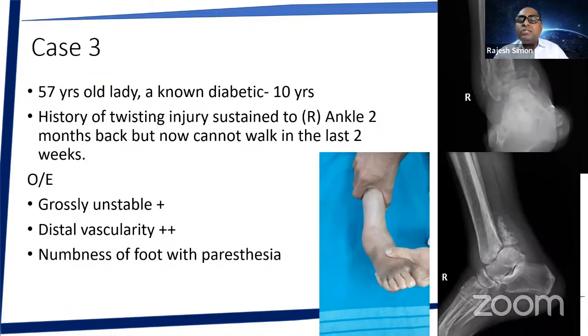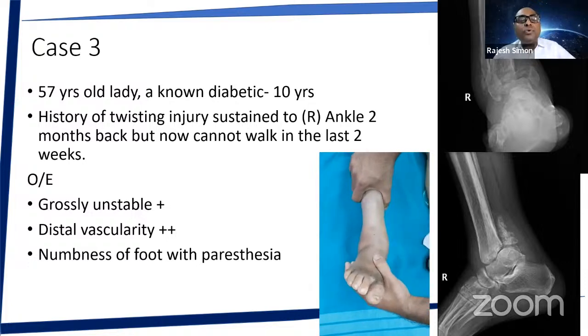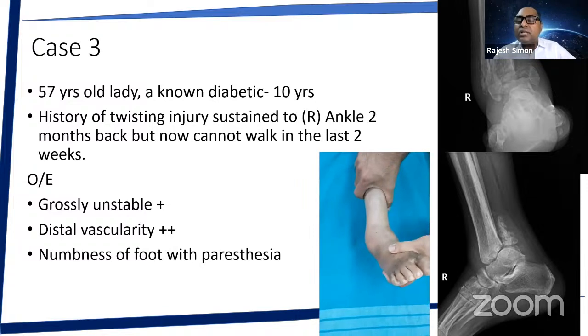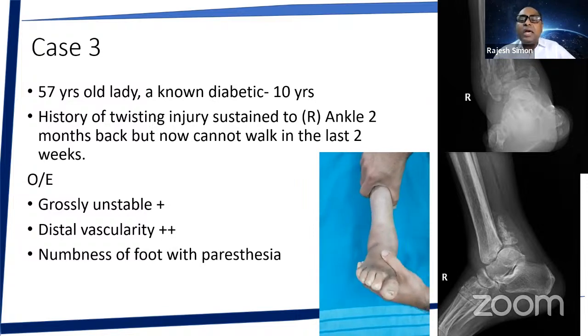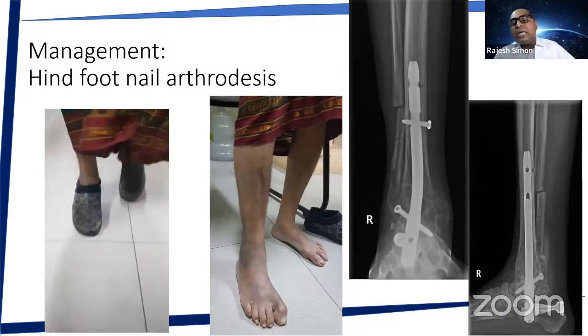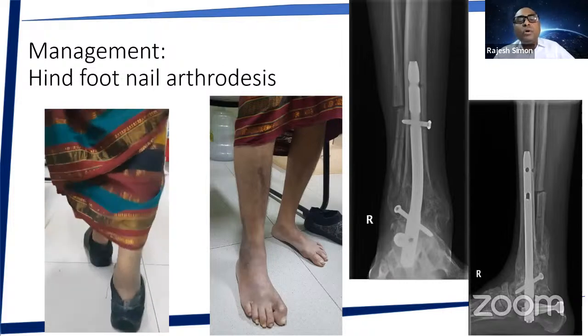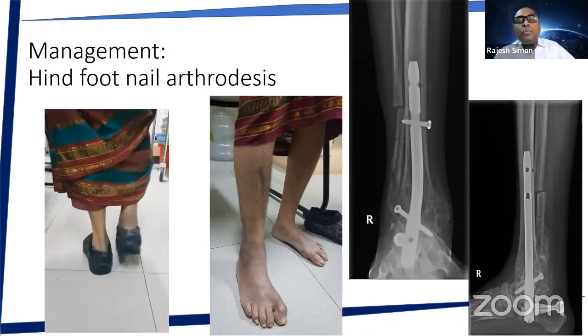This was another case who had a fracture of the ankle, but was treated with plaster and it converted to Charcot. You can see how grossly unstable the ankle is. And you see this, we just had to do an ankle stabilization with a TTC nail and see how beautifully she walks without any problem.